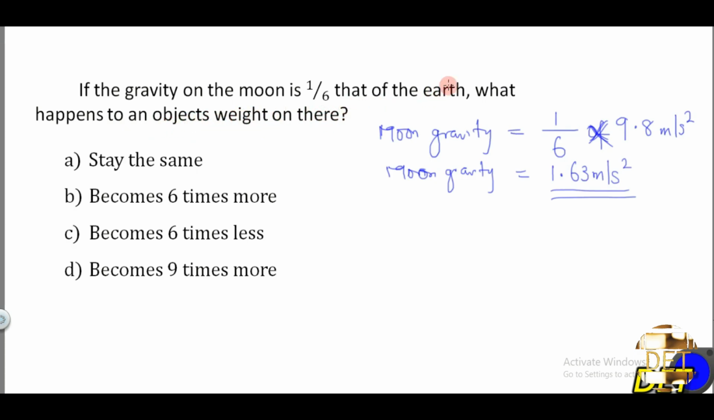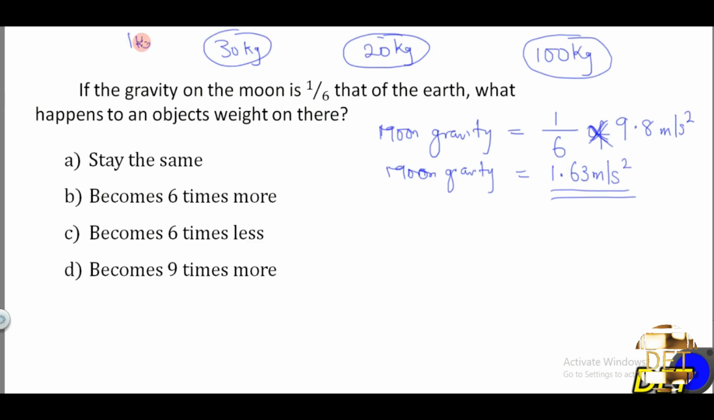Since the mass of the object is not given to us, let's assume that the mass of the object is 100 kg, right? You can assume it to be anything. You can assume it to be 20 kg. You can assume it to be 30 kg. You can assume it to be 1 kg. But I just want to assume it to be 100 kg for simplicity.